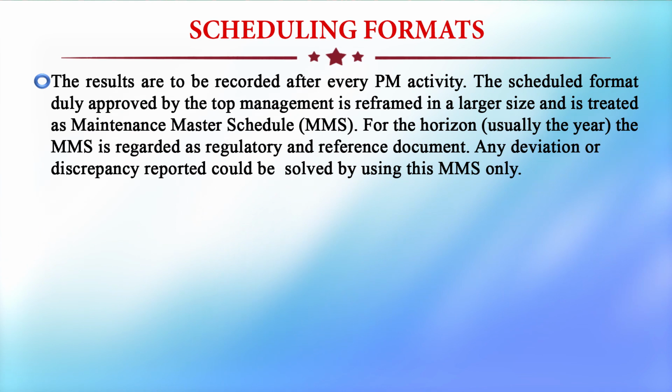The schedule format duly approved by the top management is reframed in a larger size and is treated as the maintenance master schedule. So, once that format is filled up, it is called a maintenance master schedule. For the horizon, the MMS is regarded as a regulatory and reference document. Any deviation or discrepancy reported could be solved by using this MMS only. So, this maintenance master schedule will be utilized further also.